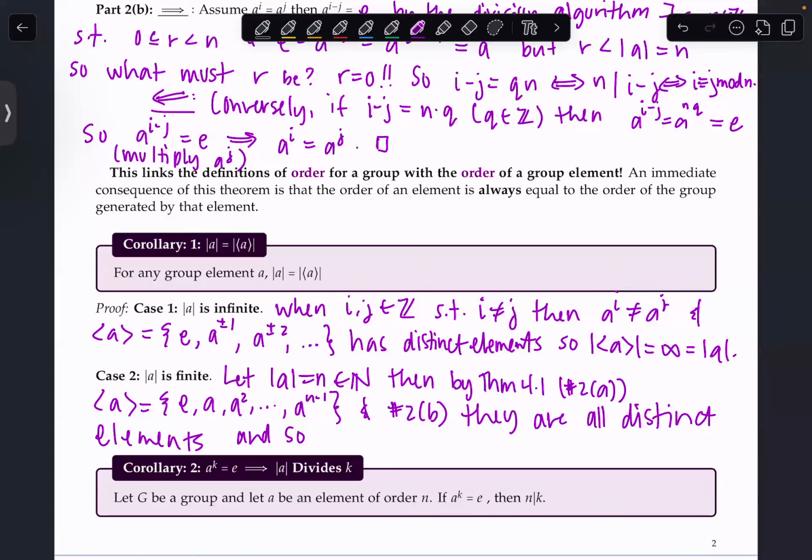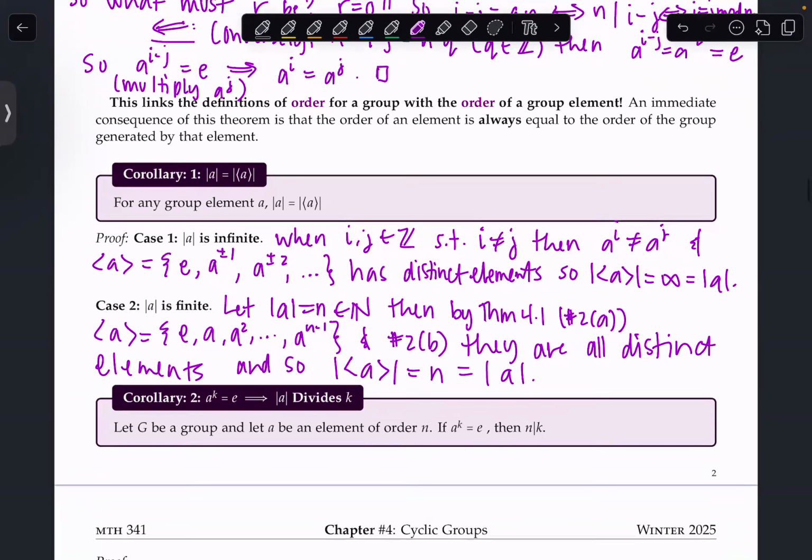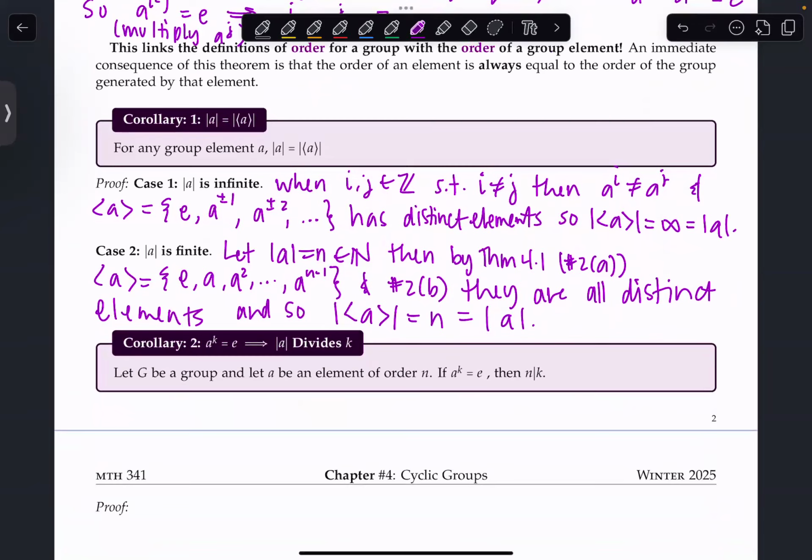And so the order of my group generated by A is exactly n, is exactly the order of my element A. So in either case, the order of the element completely determines the order of the group generated by that same element. Okay, it turns out that this actually gives us a lot of information about orders of elements inside of our group.